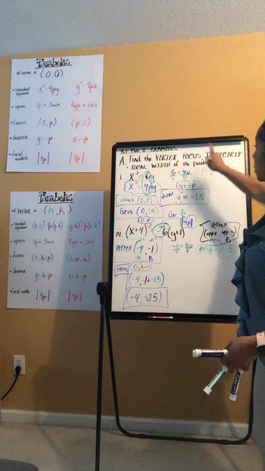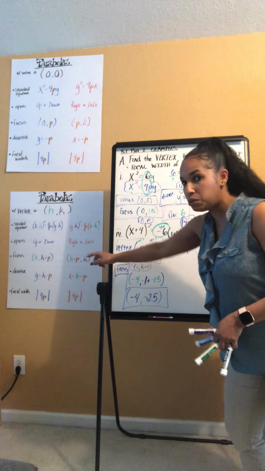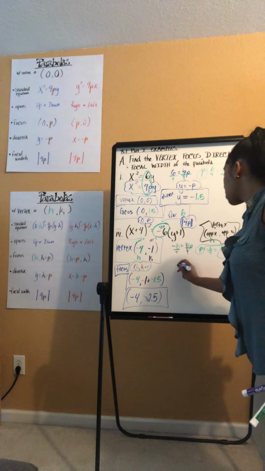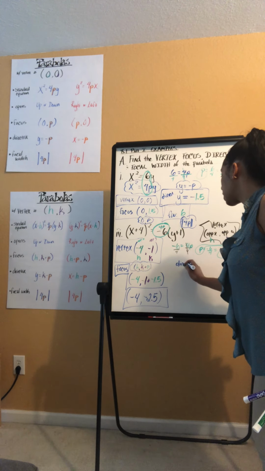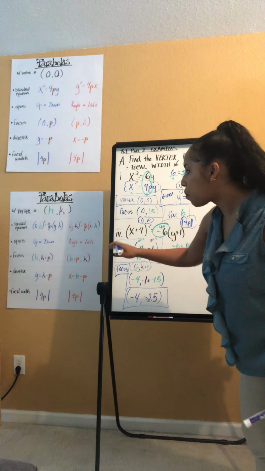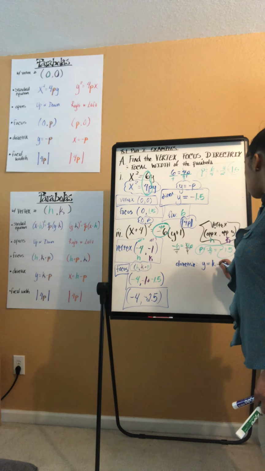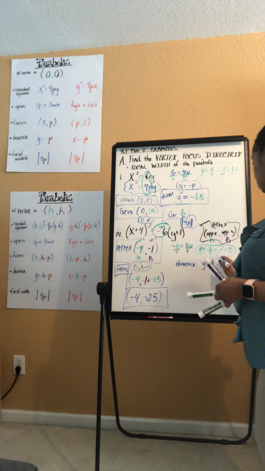What else did they ask me for? Directrix, the directrix. So the formula for the directrix, again on the blue side, is y equals k minus p. Y equals k minus p. Oh, I didn't do my color coding.